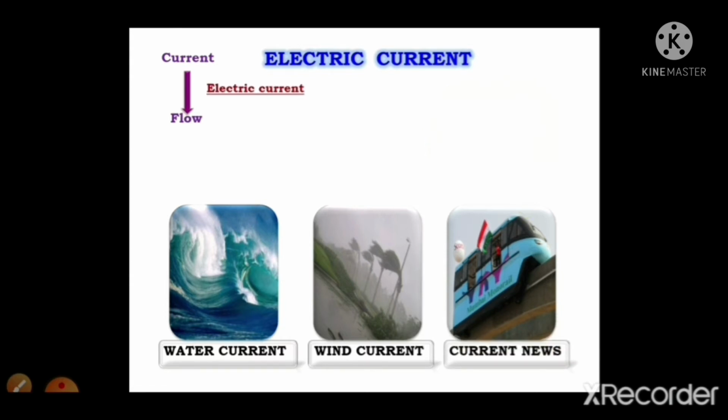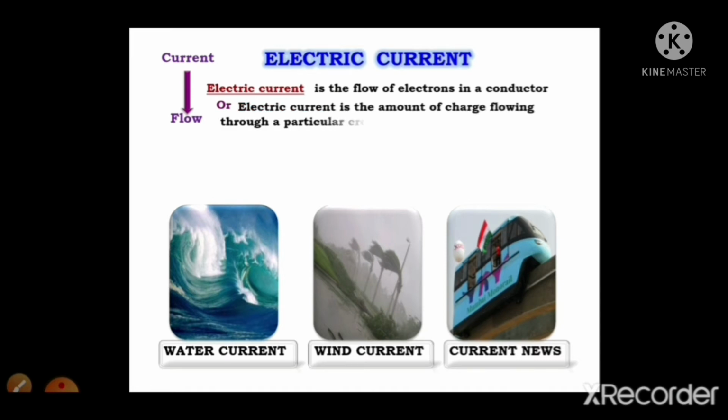So what is the definition of electric current? It is the flow of electrons, because the word electric, electricity, comes from electrons. So electric current is the flow of electrons in a conductor. A conductor means any kind of wire, like copper wire. That is nothing but electric current. The second definition is: electric current is the amount of charge flowing through a particular cross section area in a unit time. Two definitions are there: electric current is a flow of electrons in a conductor, or the amount of charge flowing through a particular cross section area in unit time.